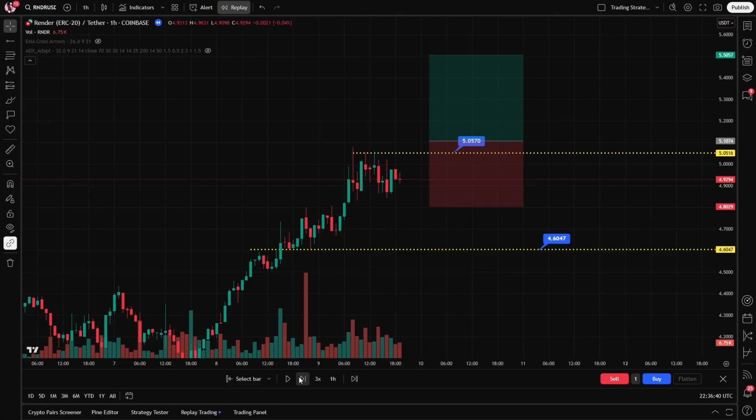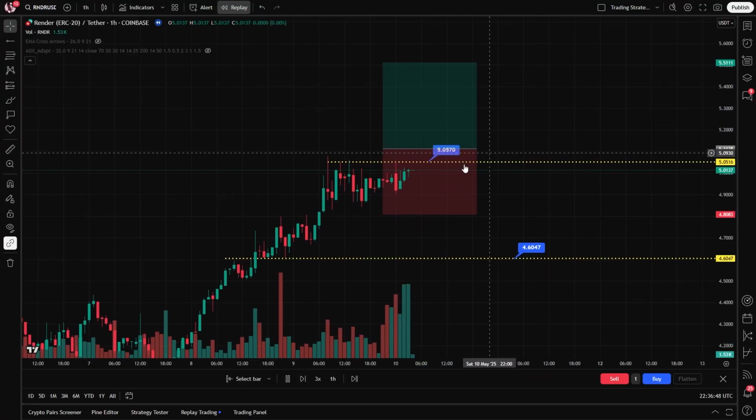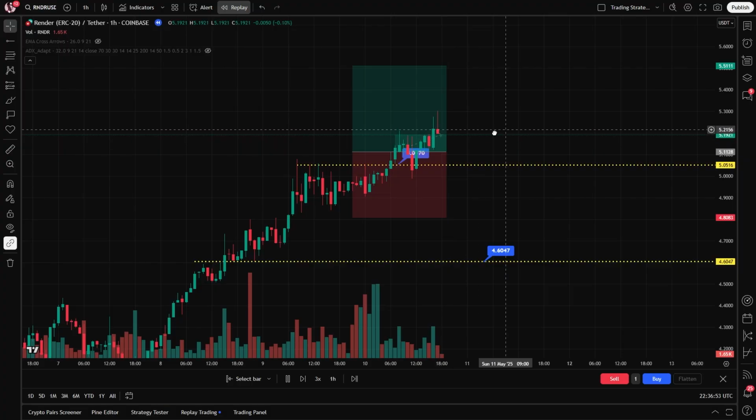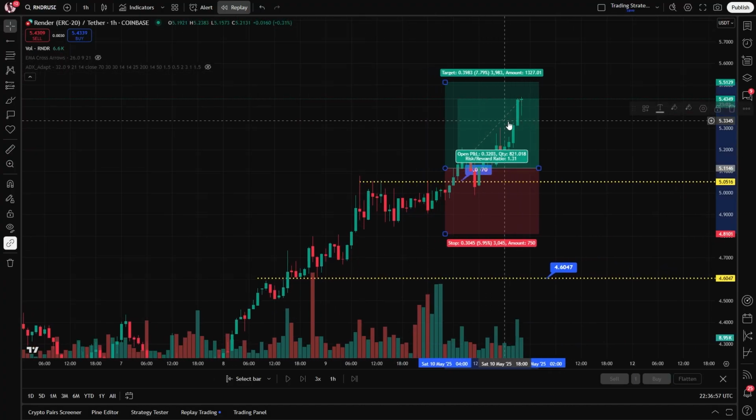And since we're replaying this, let's see what would have occurred if we take this trade when it tells us to. So of course we can see that price action continues here. And remember, we would have only entered right here. So this is where we would have entered. And we can see that price continues to move up. And of course you can see right now, price is literally about to take profit.